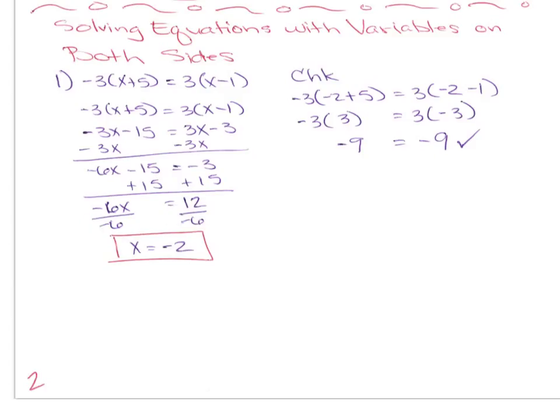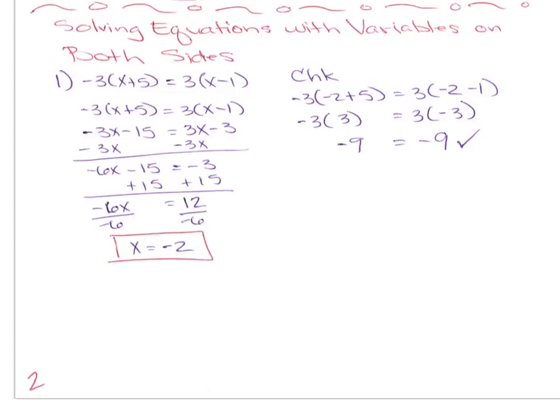Then you divide both sides by negative 6 because you want x by itself. So you're going to end up with x is equal to 12 divided by negative 6, which is negative 2. Positive divided by a negative gives you a negative. So x is equal to negative 2.